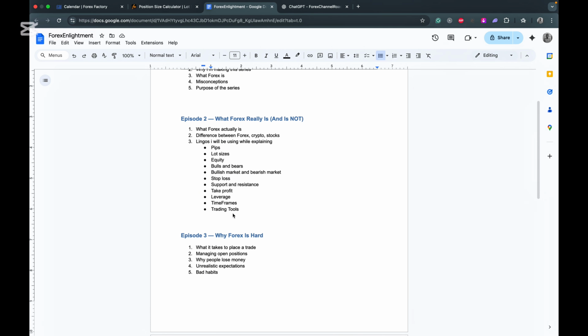So that is the pips, which is the smallest unit movement of any given instrument. The lot sizes, which is a function of how much of an instrument you are buying or selling. Equity, which is your floating profit or loss. And bulls and bears. These are the two participants in the market. The bulls are people that buy and the bears are people that sell. When the majority are buying, they call it a bullish market, and when the market is selling, they call it a bearish market.